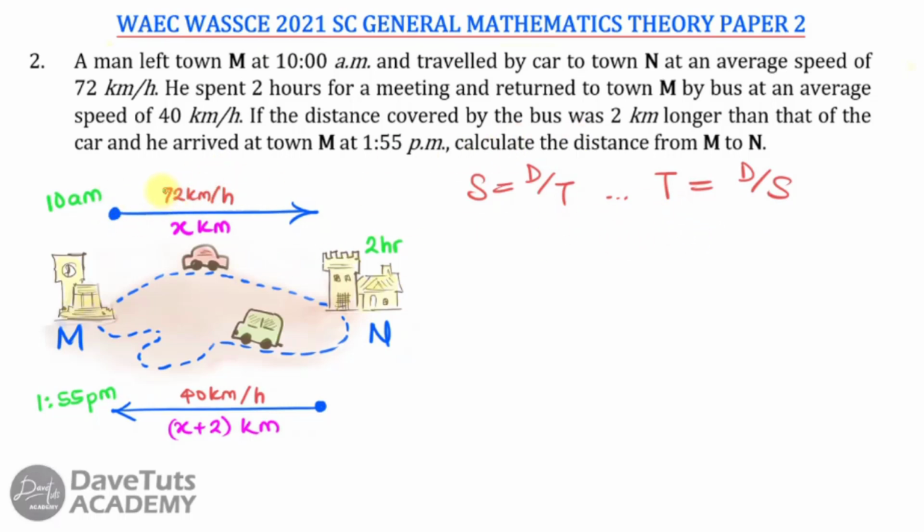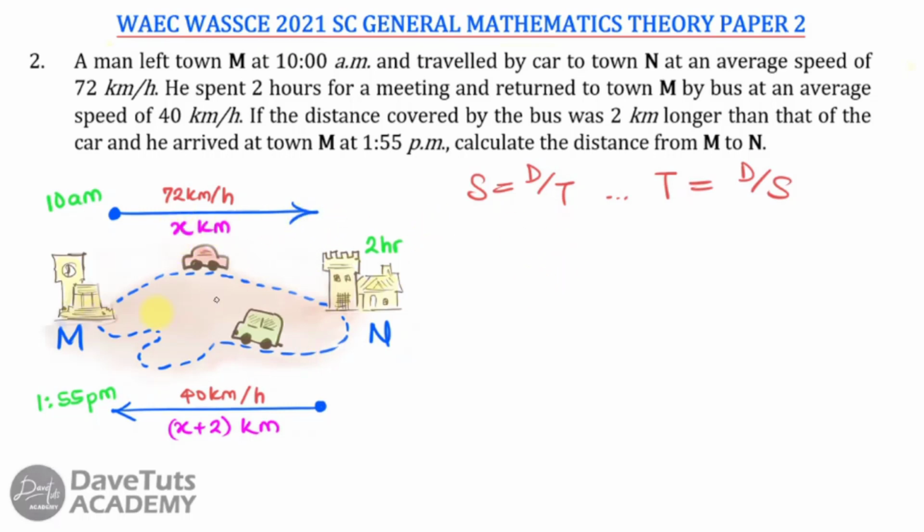And looking at the information that we are given, originally we are told that this man left at 10 a.m. and then he spent 2 hours at town N before he returned back to town M, and obviously the route he took was different from the one he took originally, because we're being told that when he took the bus, the distance was 2 kilometers more than when he took the car. Okay, so that inherently means that he took another distance, but the distance we are being asked here is actually the distance that he took by car.